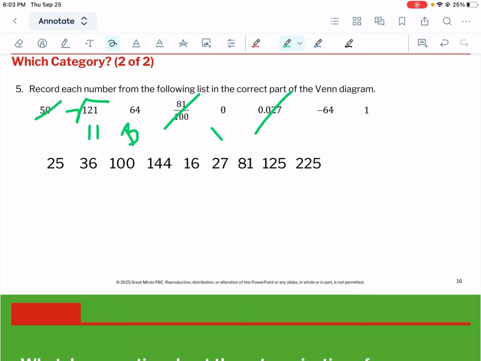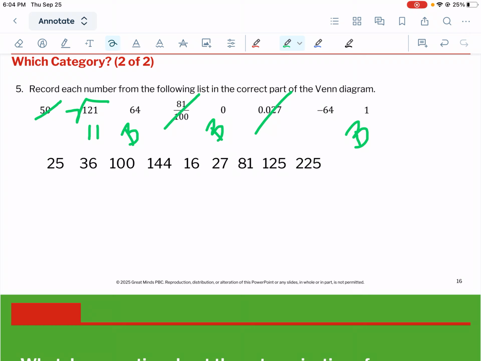0, same thing, would be both. Because 0 times 0 is 0. If I multiply it by 0 one more time, it would be still 0. So that is both. Same thing with the number 1. 1 times 1 is still 1. If I multiply that by 1 one more time, that is still 1.